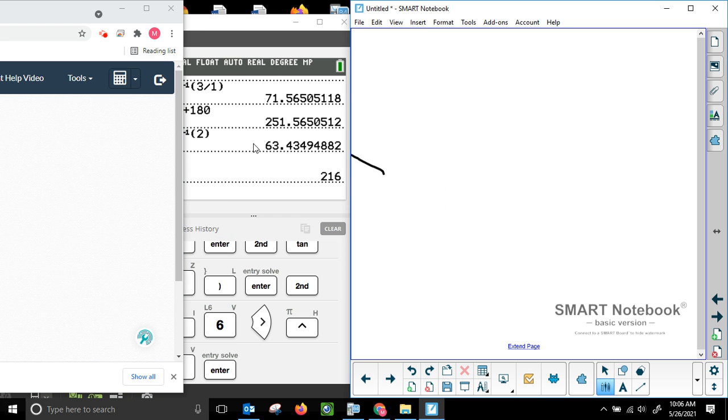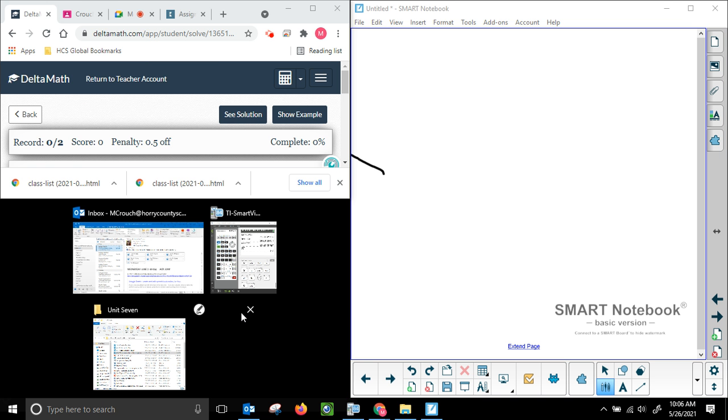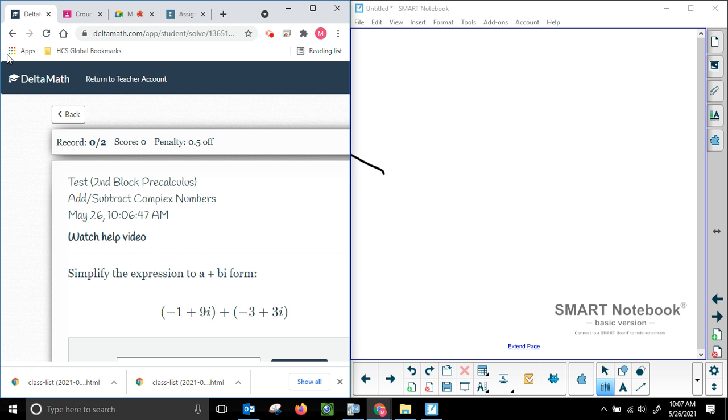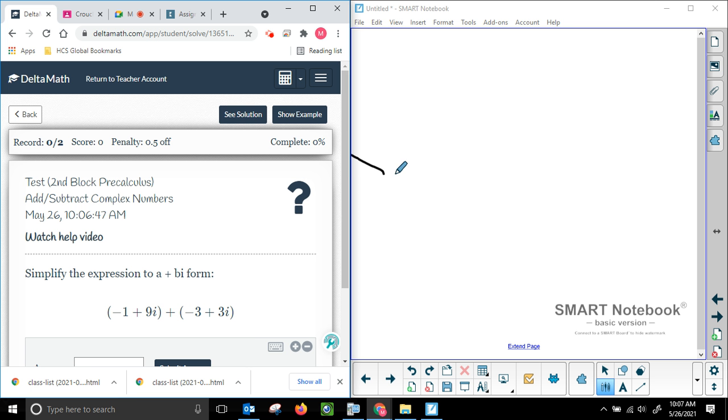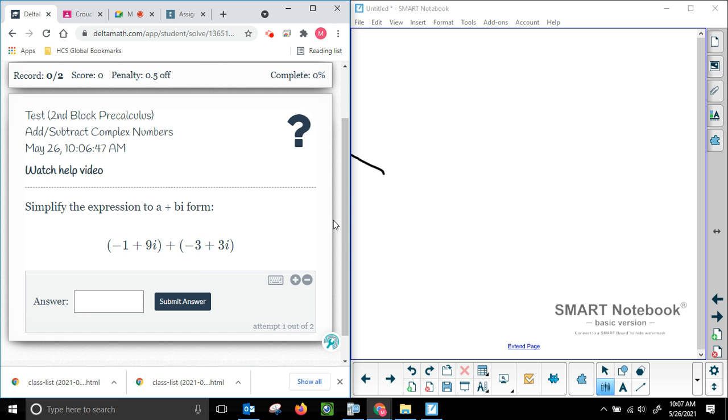I'll give you the rest of the block to work on your specific ones. All right. So here we're just adding.